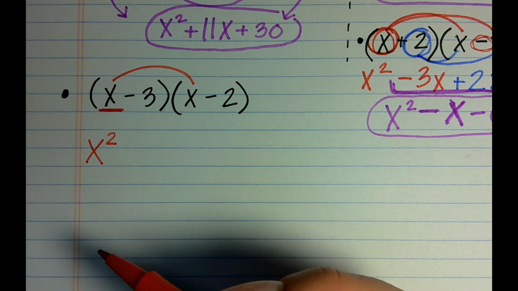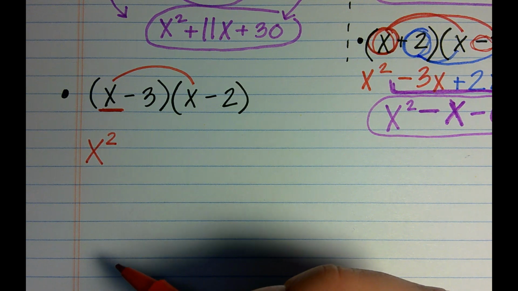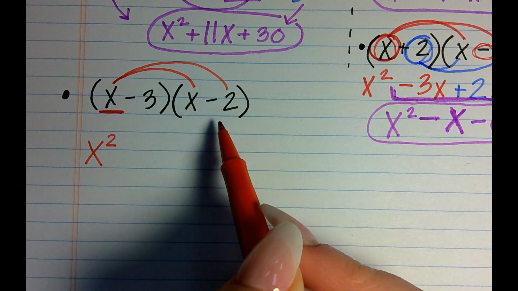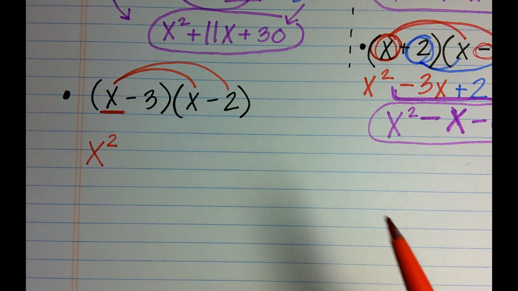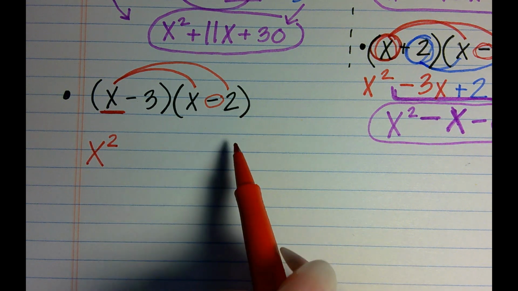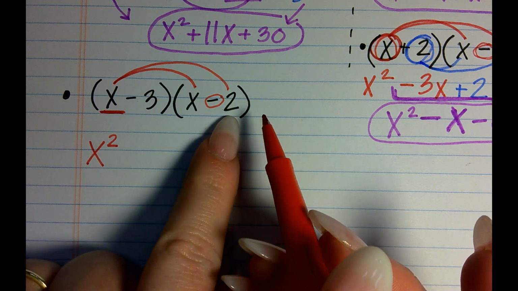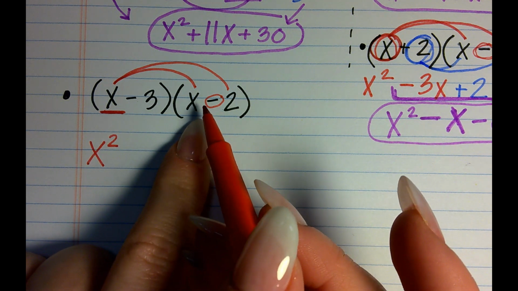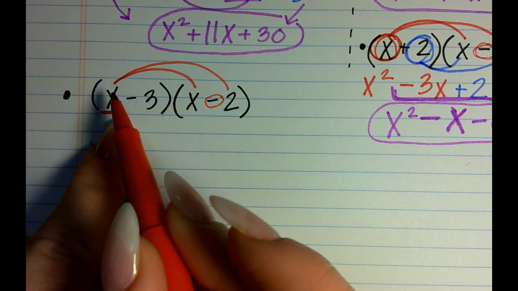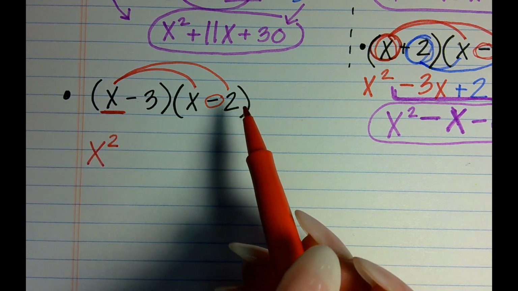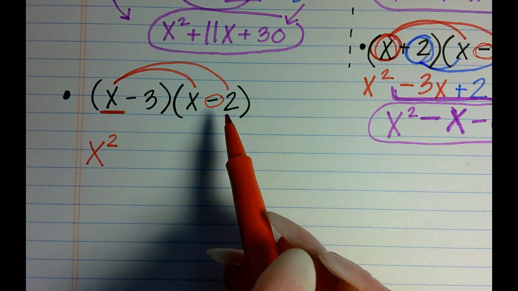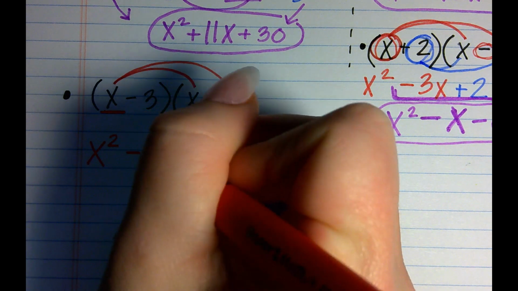Next we do our outer terms, which is x and 2. Now what do I need to keep in mind about this 2? It's negative because there's a minus. We always look at the sign that is directly to the left of the number. So minus 2 means it's a negative 2. x times negative 2 gives us negative 2x.